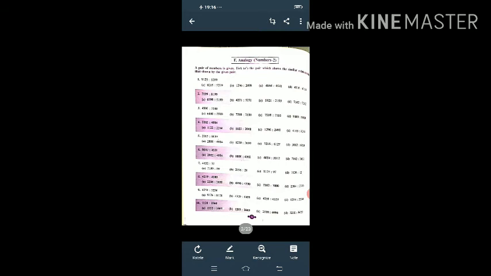that is, a pair of numbers is given. Tick the pair which shows a similar relation to the given pair. आपको इन पेयर्स को ऑब्जर्व करना है और आपको रिलेशन बताना है. जैसे ऑब्जर्व कीजिए 9125 और next one 5219. तो हमने इसमें क्या किया, 9125 is written in the reverse form 5219.